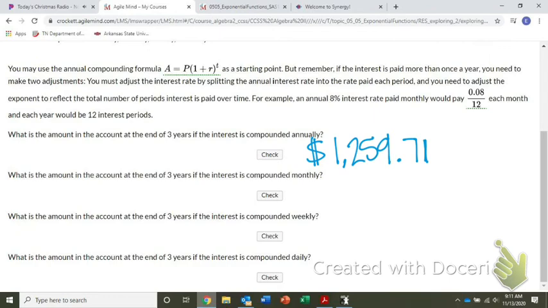I would suggest writing out the formula first and then going back in and typing it in.